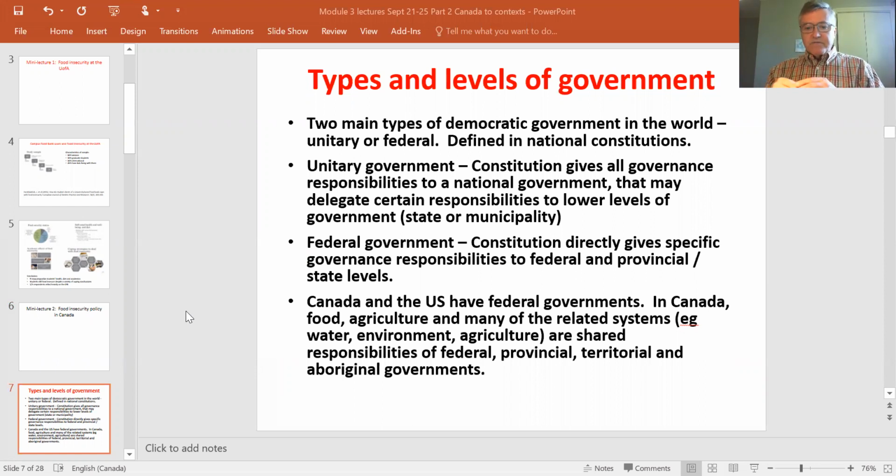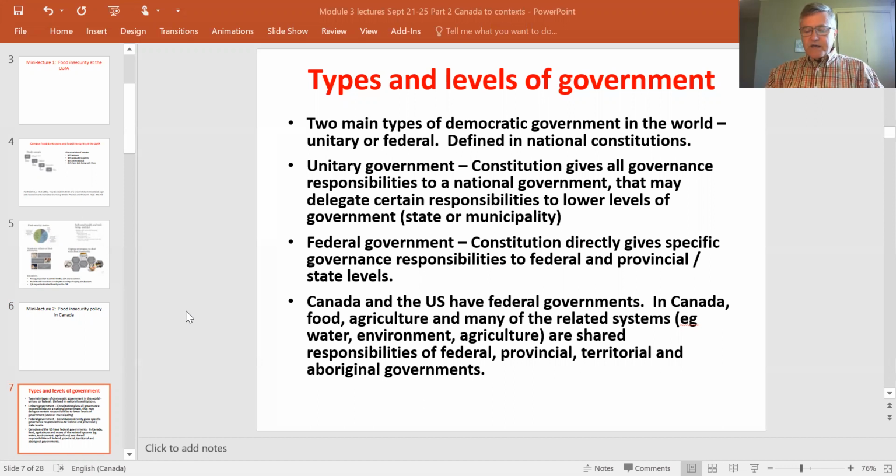Federal governments are different from unitary governments in that the Constitution directly gives specific government responsibilities to the federal government and other specific responsibilities to provincial or state governments. Both Canada and the US, for example, have federal governments. So in Canada, we have a constitution which defines responsibilities of our national government, and the same constitution defines responsibilities of provincial governments.